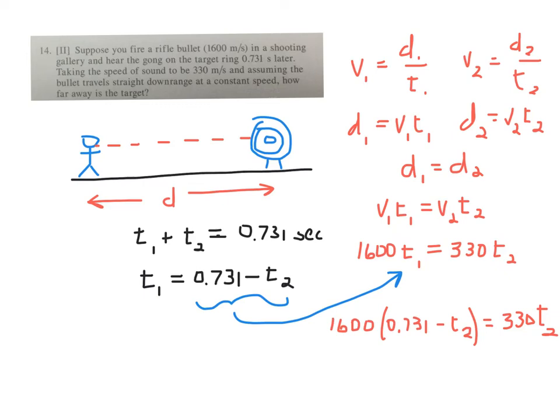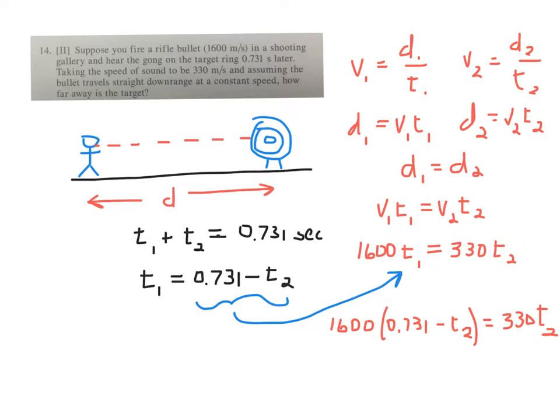AP Physics, page 53, homework, problem number 14. I have this all drawn out for you. I didn't really draw the gun per se, but there's a person standing over here on the left, firing a bullet, hits a target, and then the sound comes back to the person. Total time of 0.731 seconds.